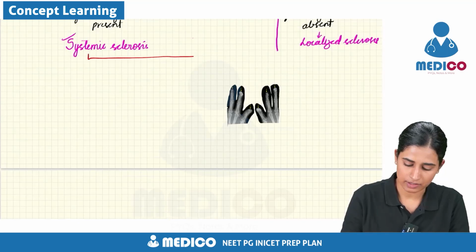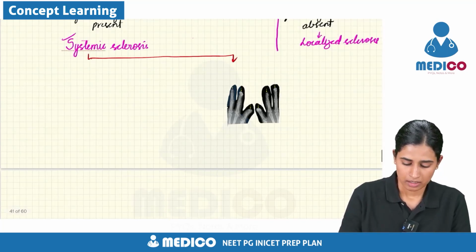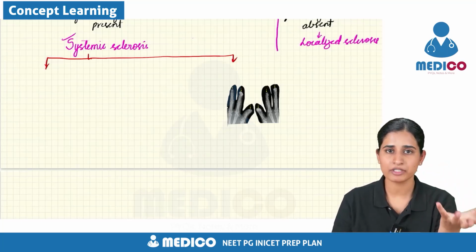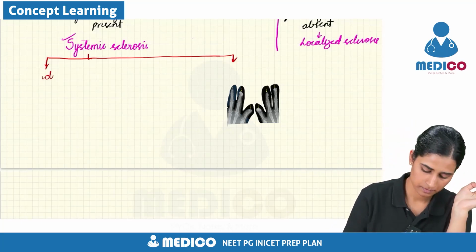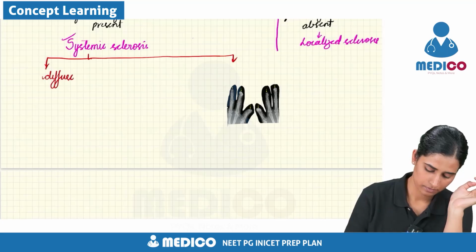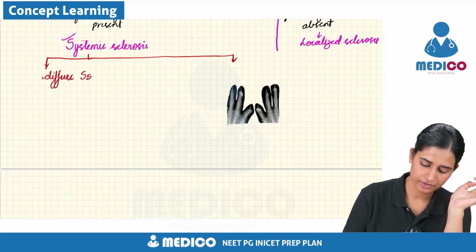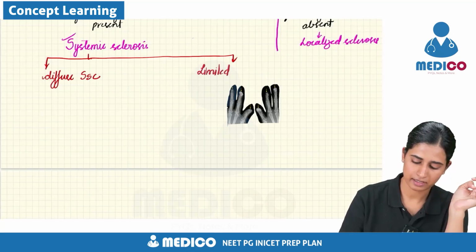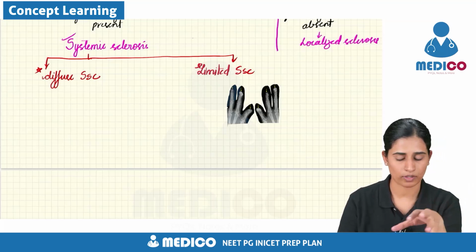In systemic sclerosis, just based on the extent of the disease, we divide it into diffuse and limited. Diffuse systemic sclerosis and limited systemic sclerosis. So this is what is important for us.